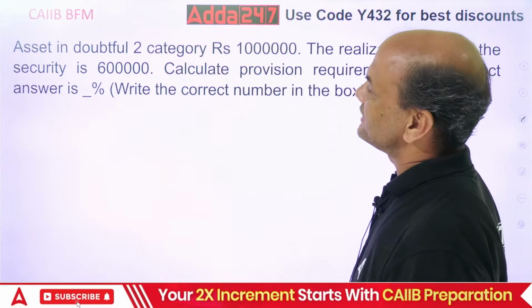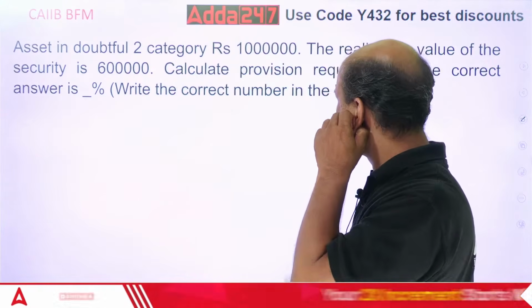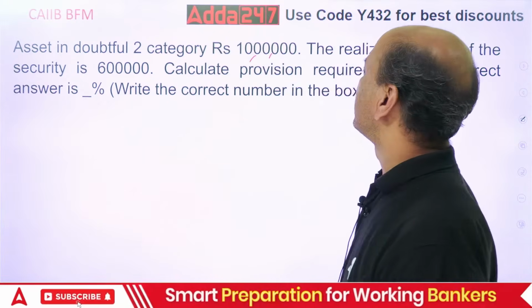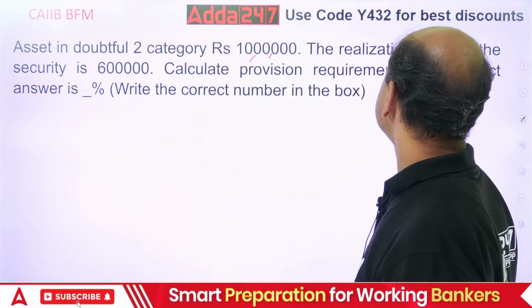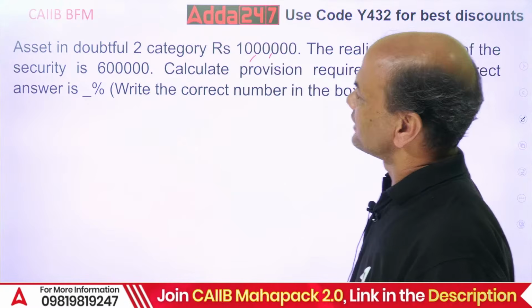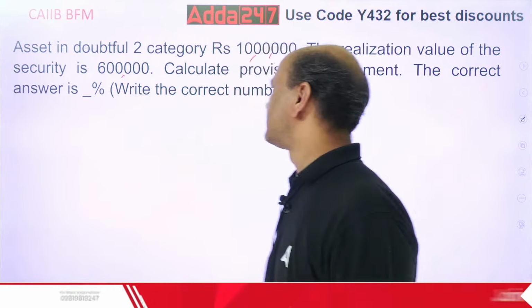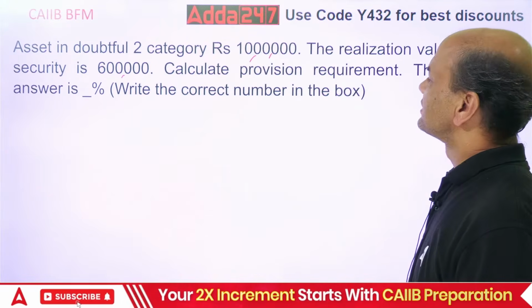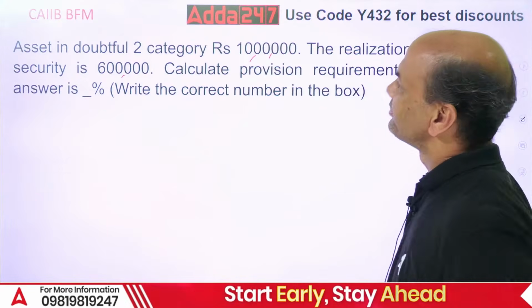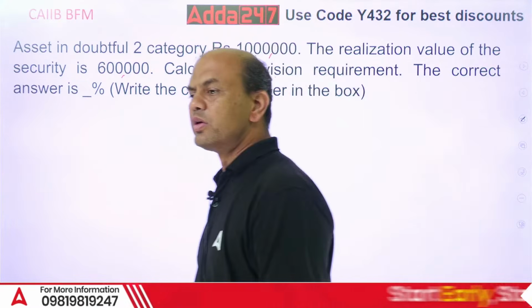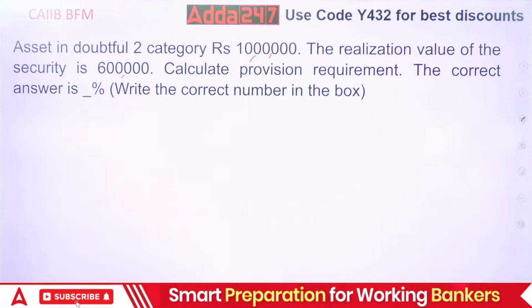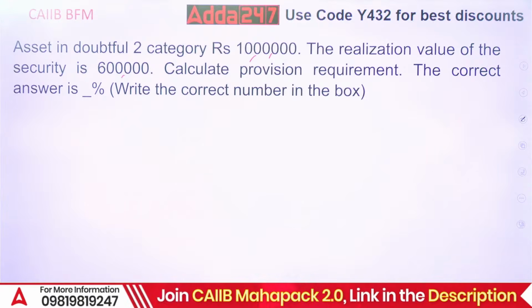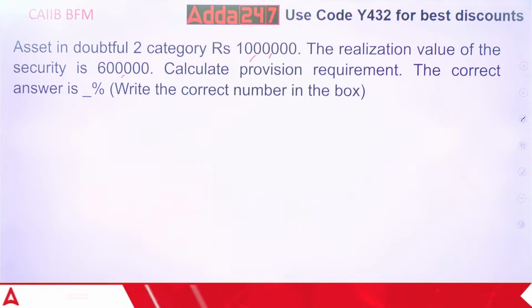Asset in doubtful 2 category is what amount? 10 lakh. The realization value of the security is 6 lakh. Calculate the provision requirement. Now you have to write your own answer. So the asset is in the doubtful 2 category. Kindly note, D2 category.